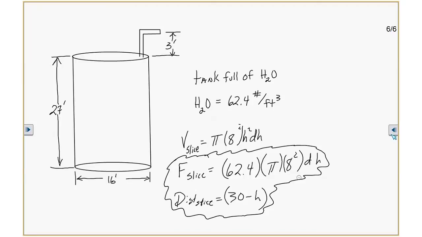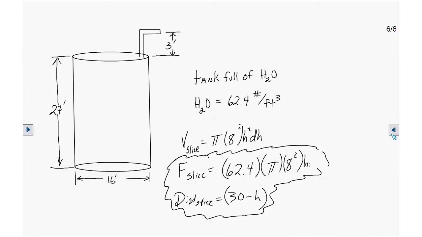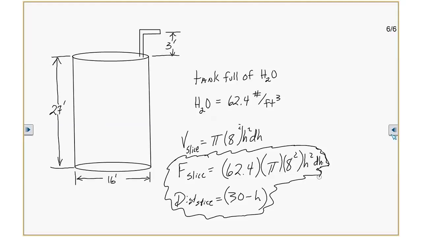What'd you say, Mr. Wissenham? What is the distance of the slice? I'm sorry. Why is the distance what? The distance of the slice. Why is it 30 minus? Because of the spout.